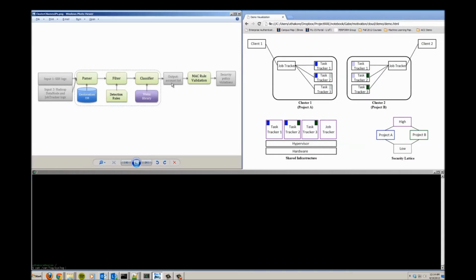And unfortunately, in many domains, we need to be able to understand the consequences of a compromise relative to some security policy. So we have a security policy rule validator that examines the extracted features for each of the compromised accounts and checks for violations. And so you might ask, why go through the process of detecting compromised accounts at all? Couldn't we just perform the security policy validation directly against the logs? Unfortunately, that's not always possible.